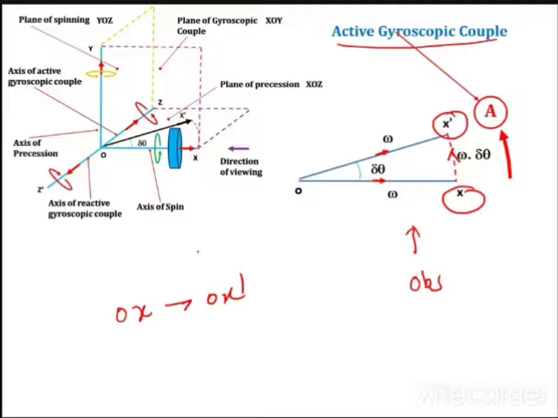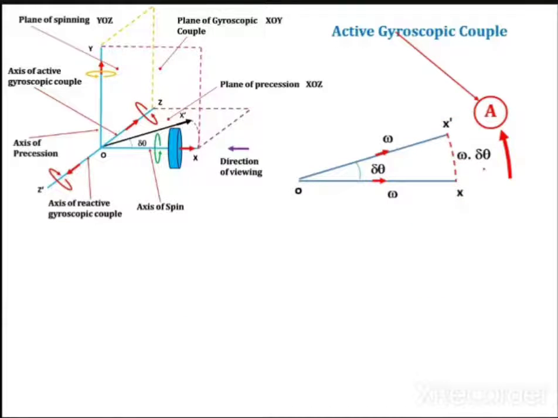the active gyroscopic couple. So now my question to you was that if my observer is at this position, and you can see that the active gyroscopic couple is away from the observer, will it rotate clockwise or anti-clockwise according to the screw rule?